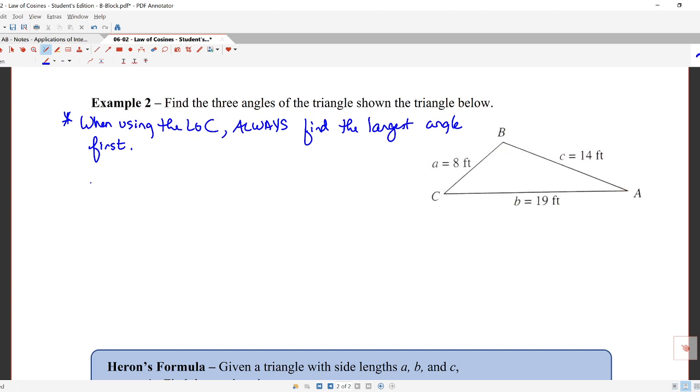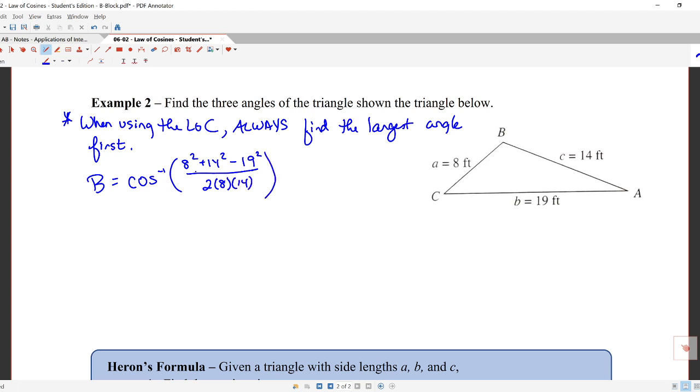So we're going to go ahead and take B is equal to, we go up to our formulas, it's the cosine inverse of a squared plus c squared minus b squared, so it's 8 squared plus 14 squared minus 19 squared over 2 times 8 times 14.